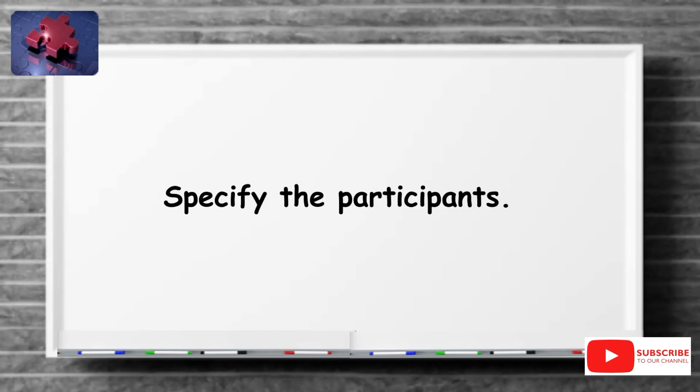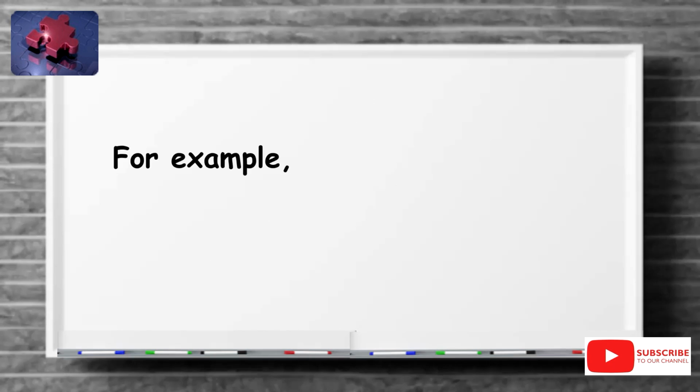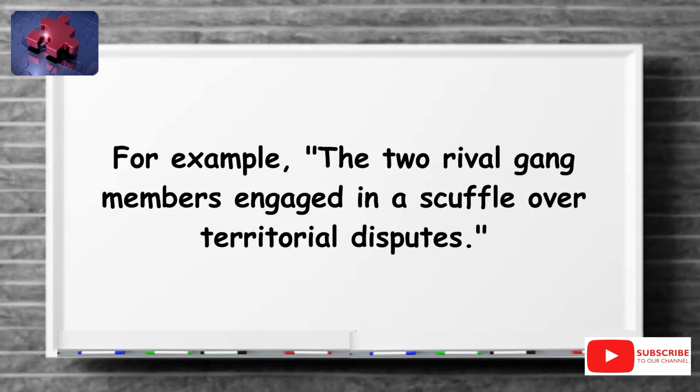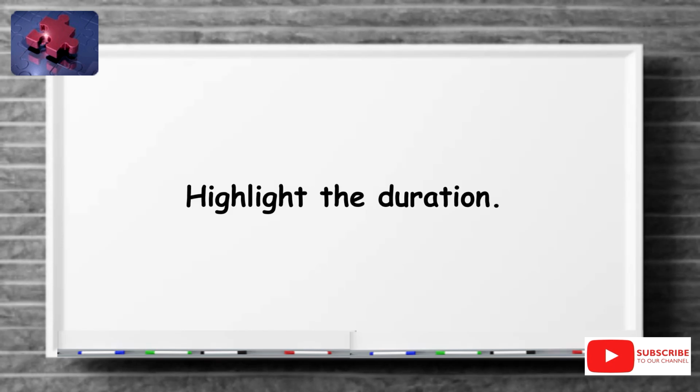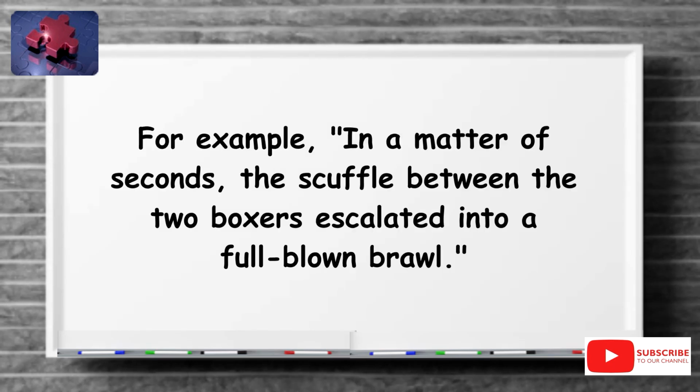Specify the participants. Clearly identify the individuals or groups involved in the scuffle to provide clarity and avoid confusion. For example, the two rival gang members engaged in a scuffle over territorial disputes. Highlight the duration. Indicate the brevity or length of the scuffle to convey the intensity or significance of the event. For example, in a matter of seconds, the scuffle between the two boxers escalated into a full-blown brawl.